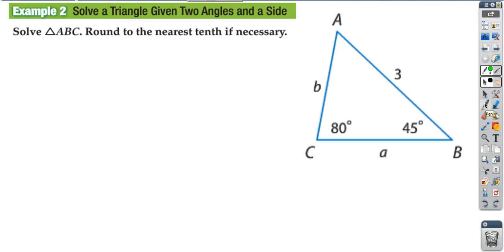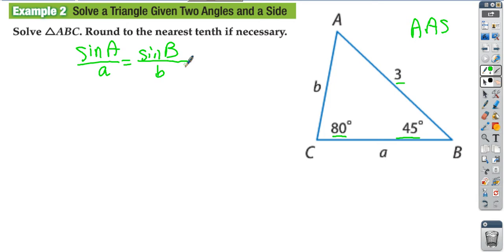So let's look at this case. This looks like this one. We have an angle angle side case, and so we said that we are able to use the law of sines on that. Okay, so just to recall, the law of sines says this. It says the sine of A over its side is equal to the sine of B over its side, which equals the sine of C over its side.